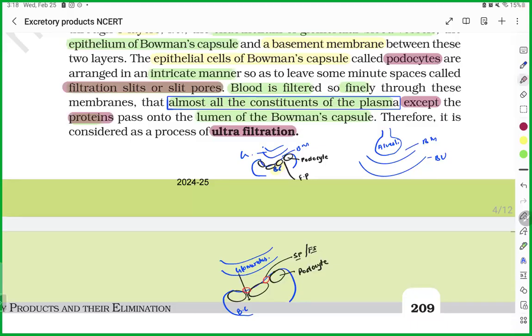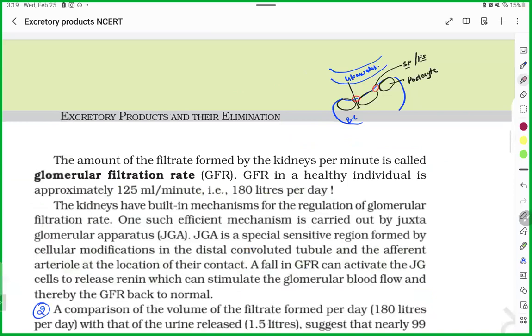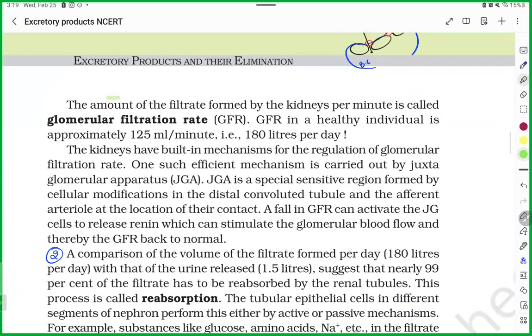Mostly water and minerals, and some amount of glucose, amino acid, small things, not bigger. How much filtrate is formed by the kidney per minute is known as glomerular filtration rate. In a healthy person, it is 125 per minute or 180 liters per day. Remember, I am using the word filtrate, not urine. Urine is a different thing.